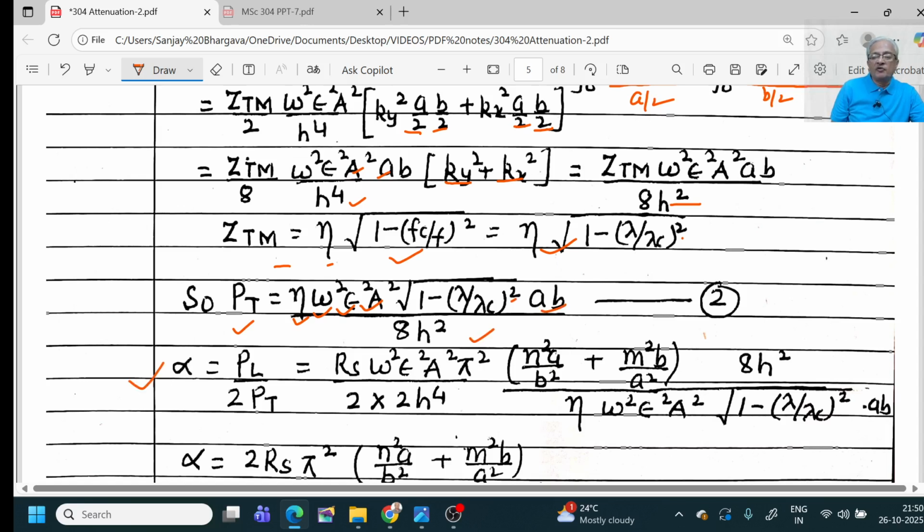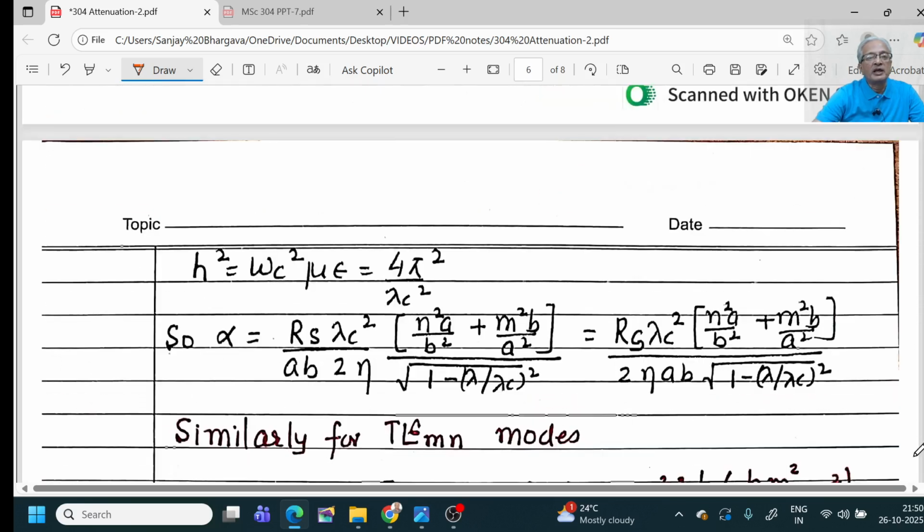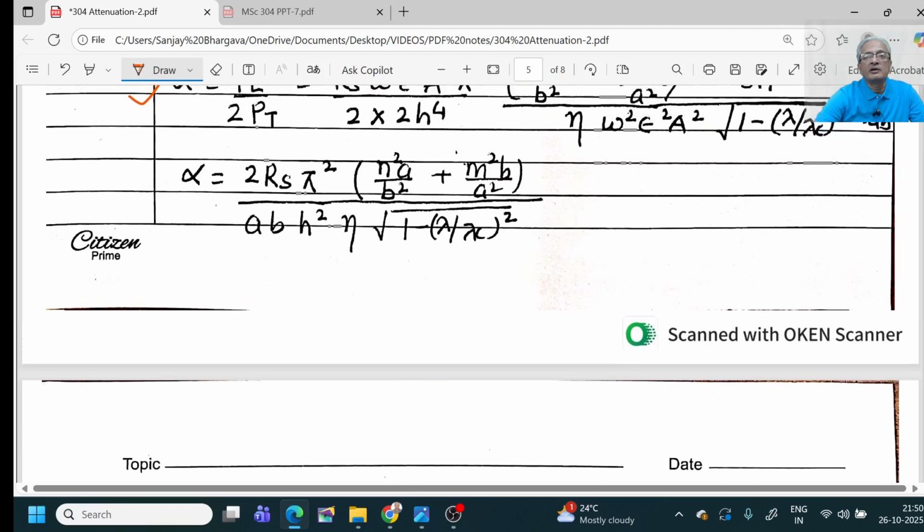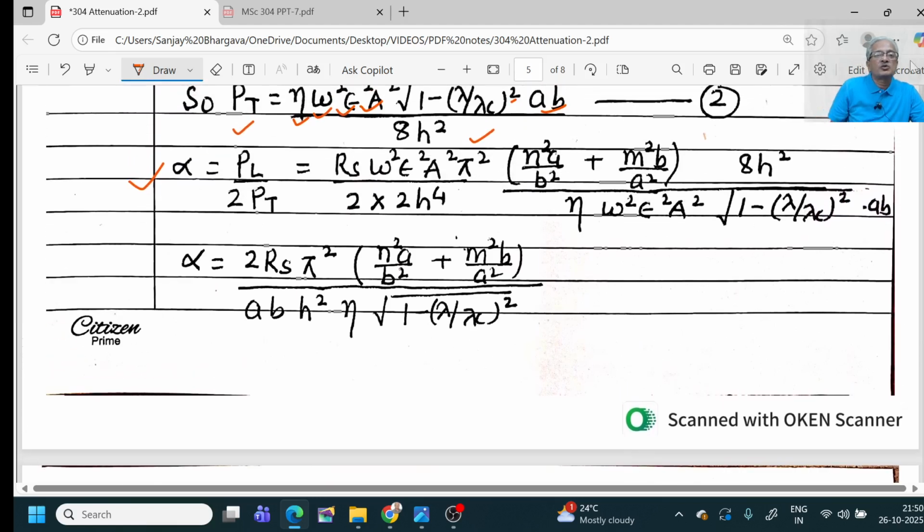नाउ नीड टू कैलकुलेट अल्फा. अल्फा हमने डिफाइन किया था, इट इज इक्वल टू द रेशियो pl अपॉन ट्वाइस pt. So we have already calculated PL, we have now calculated PT, so just calculate the ratio by substituting the various quantities. So PL upon 2 PT, which can be written as r square omega square epsilon square a square pi square upon 2 into 2h power 4. Substituting the various quantities, kx square को substitute किया, ky square को substitute किया, 8h square eta omega square epsilon square a square under root of 1 minus lambda by lambda c का whole square ab, that is power transmitted.